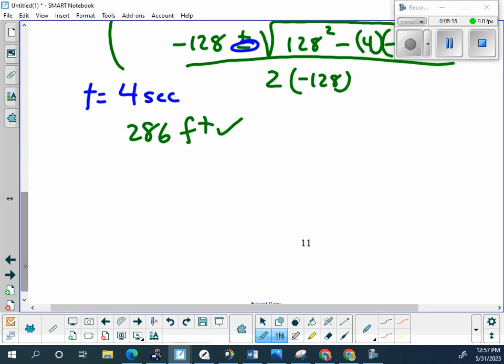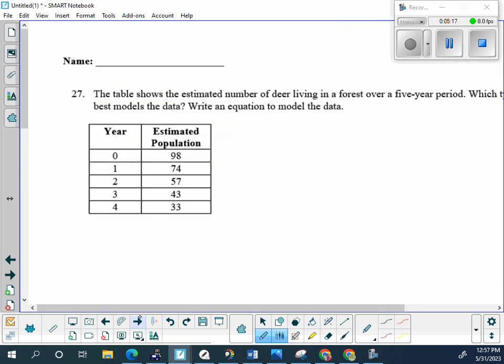Question number 27. Okay, so these are still all multiple choice. If it says population, go for exponential. Exponential is y equals some a value, which is your start, times your b to a power of x. Your starting value here is 98. We have to figure out the b value.